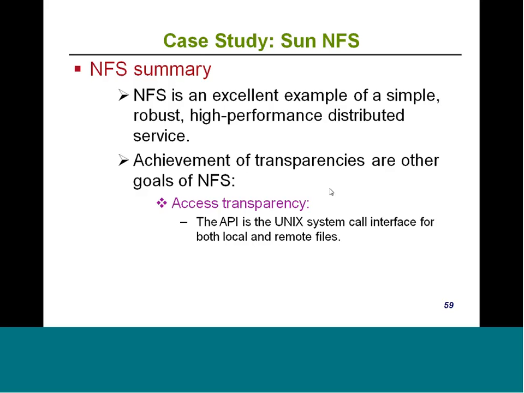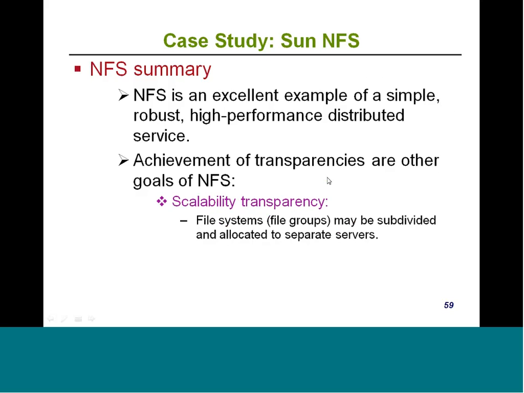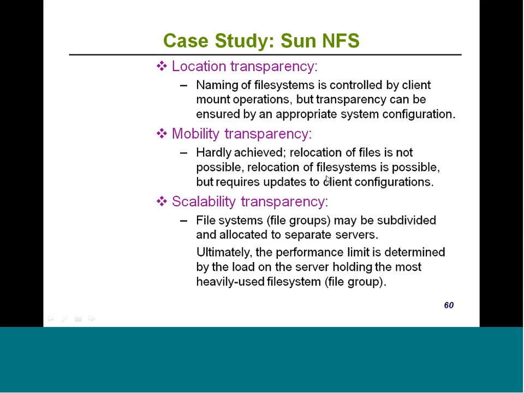So the access transparency essentially means the Unix call itself is the same for both local and remote files. That is one of the things we talked about in the transparency. So let's look at the transparency in detail. The location transparency: the naming of the file systems is controlled by the client mounting operations. But the transparency can be ensured by the appropriate system configuration.